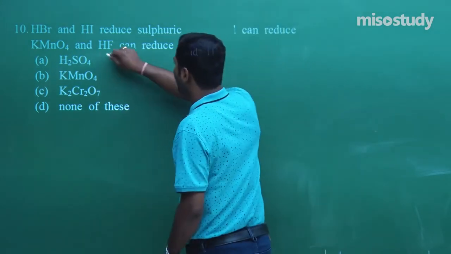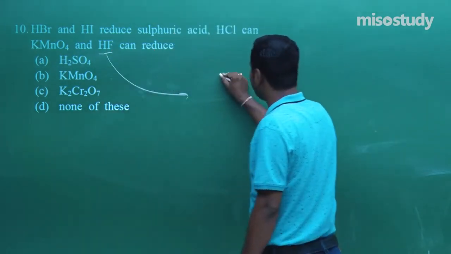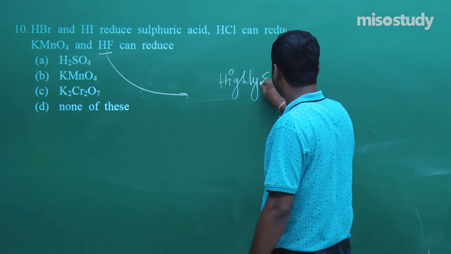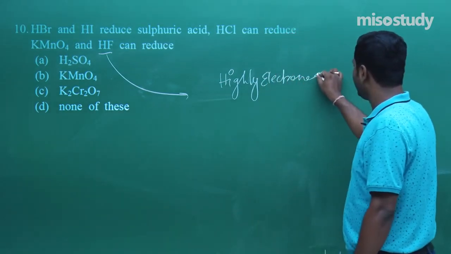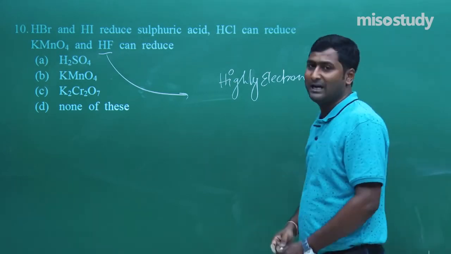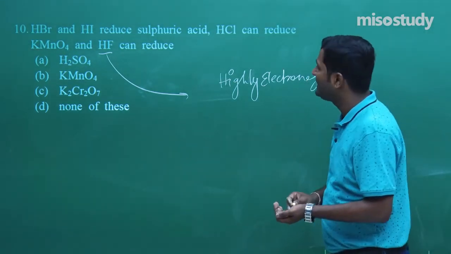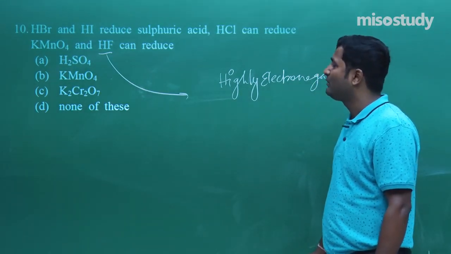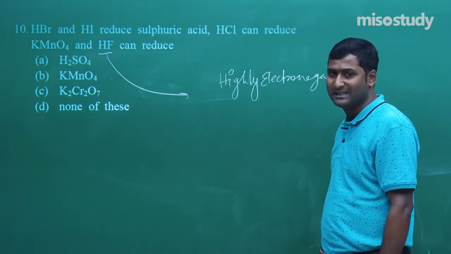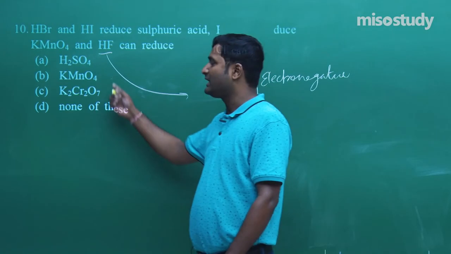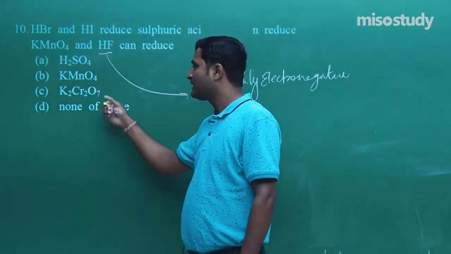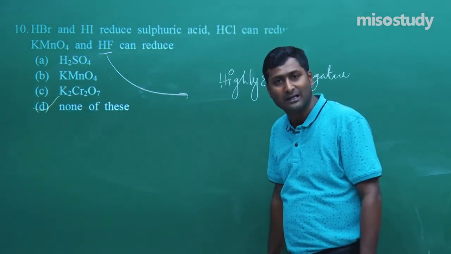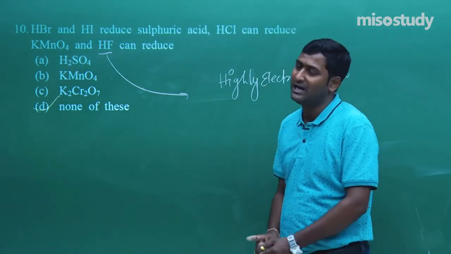As we know, in HF, fluorine is highly electronegative. Yes, sir. If fluorine is highly electronegative, then it has a very low tendency to lose electrons. That is, it will not act as a reducing agent. So it will not reduce H2SO4, KMnO4, K2Cr2O7. So for this question, D is the correct answer. Clear? For this question, D is the correct answer.